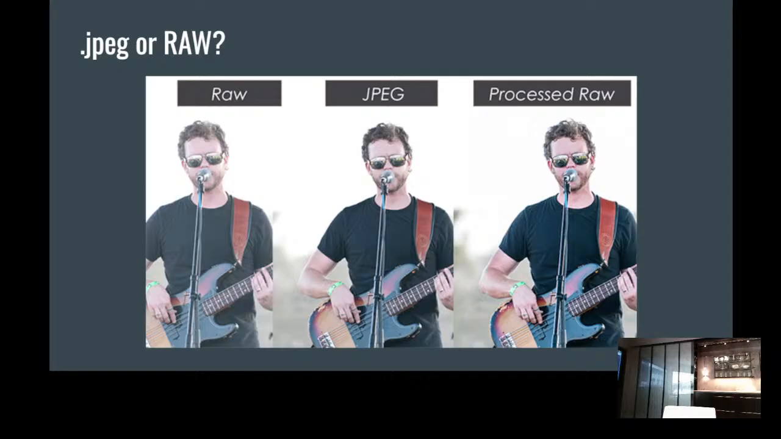RAW files, as you can see in this image, look muted. There looks to be no color. JPEG shows more color, a little bit more depth, but still seems flat. And the process RAW brings all of that together. Now, what's the difference between a process RAW and a RAW is you. You, the photo editor and photographer, have the ability now to edit and change the RAW photo, so that way it looks better than JPEG and brings out more detail and depth of field in the image.